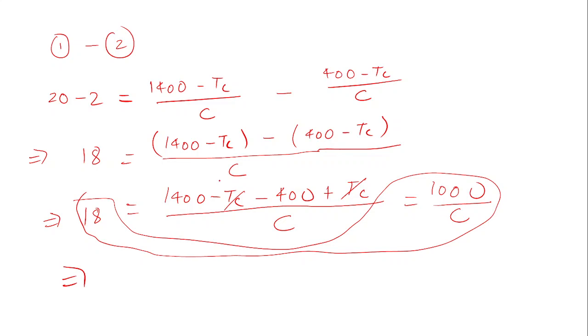That means C will be equal to 1000 divided by 18. For this we can very much use our calculator, because in the exam also you will have your digital calculator, so we don't need to do it manually. 1000 by 18 is 55.5, and then it's 0.5555, it will keep on going. It's recurring, so 55.56, we can round it off.